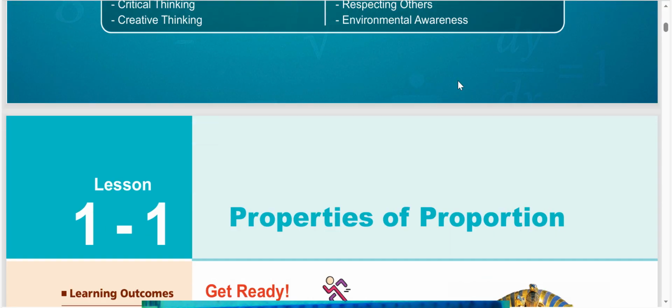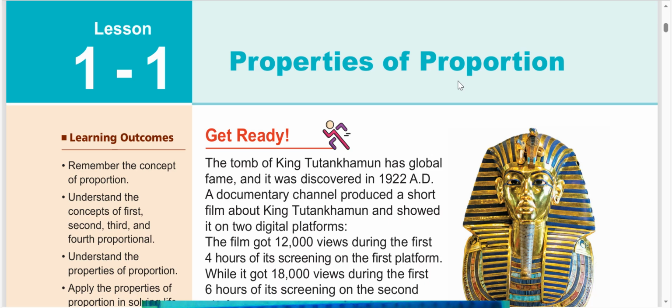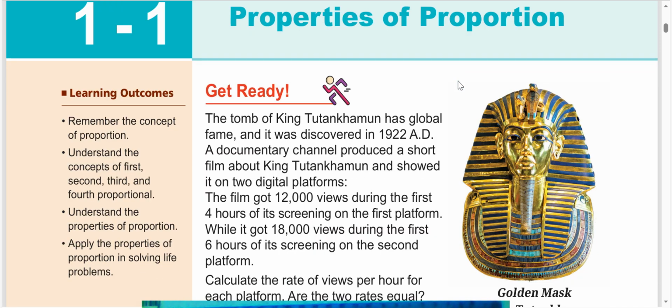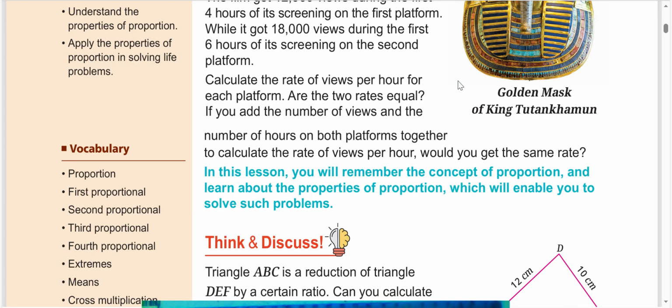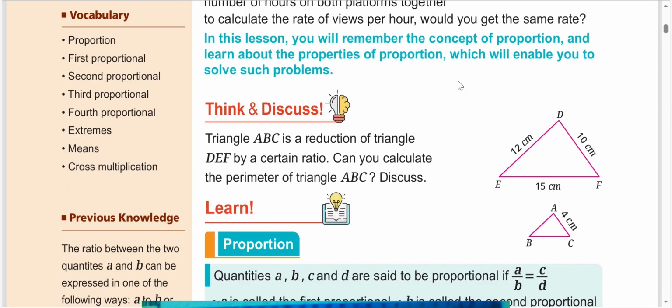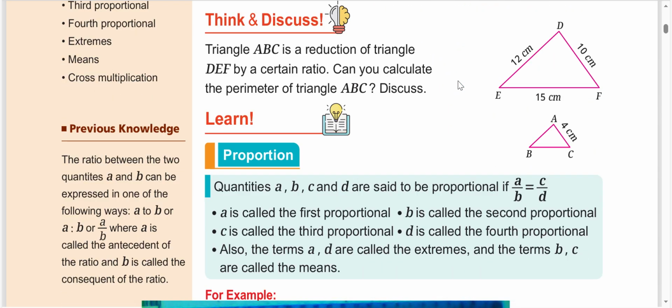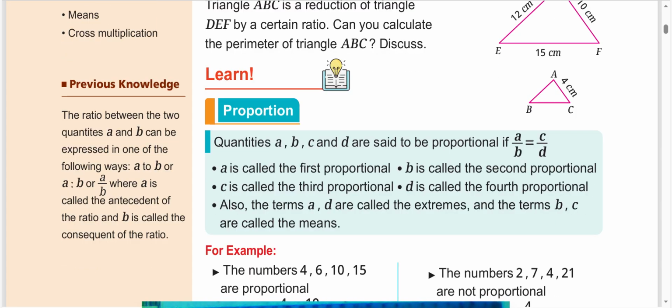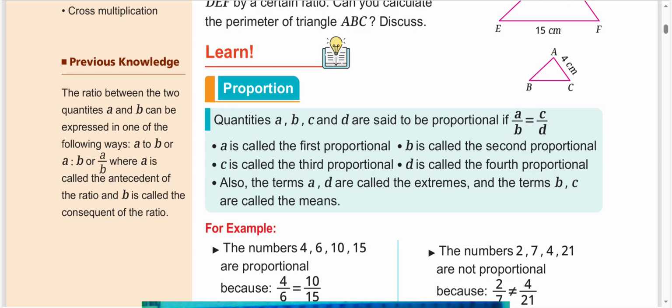The first lesson talks about four quantities like this. If we have A, B, C and D as four quantities, and the ratio between the first and second equals the ratio between the third and fourth, then the quantities A, B, C, D are proportional. If A over B equals C over D, A is called the first proportional, B the second proportional, C the third proportional, and D the fourth proportional.